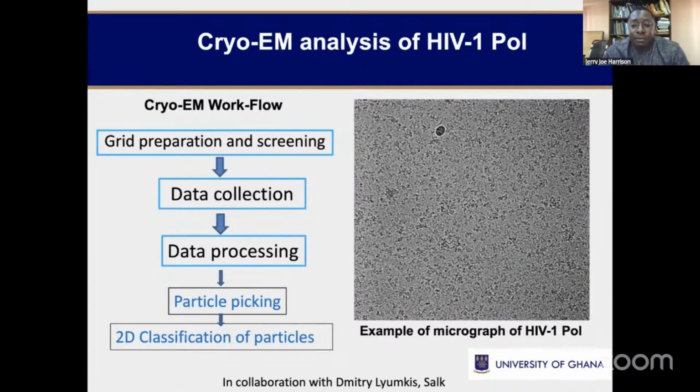Because we knew that crystallization was not going to work, we tried a few things. So we went to cryo-EM. Eddie's long-term collaborator, Dimitri Limkis at the Salk Institute, is the person we've been working with for some time. We sent the protein to his lab, initially did a whole bunch of screening, got some very good grids. Then again, we had to go through the pipeline of data collection, processing, particle picking, 2D classification, and 3D.